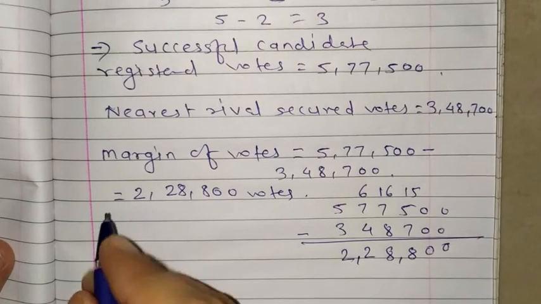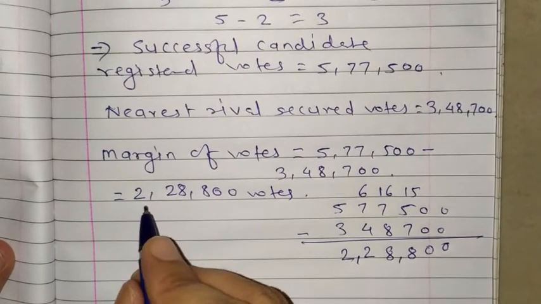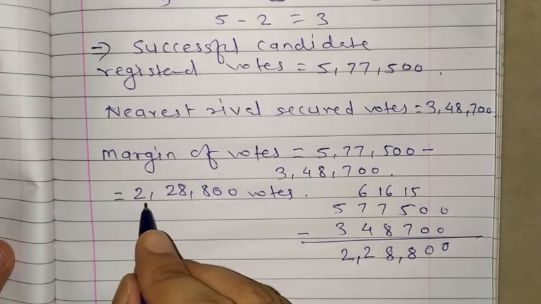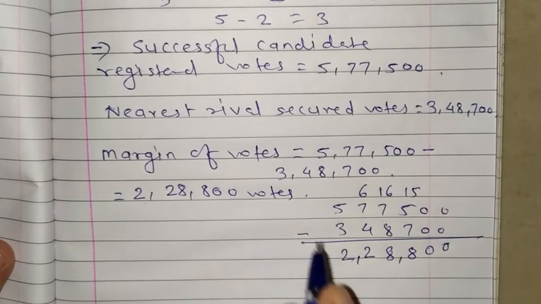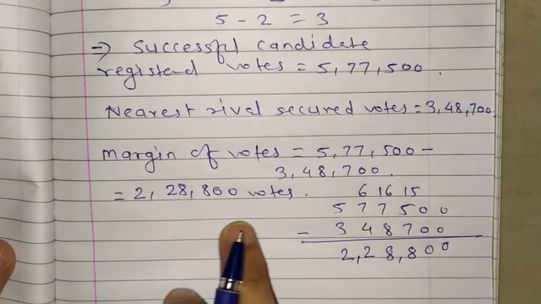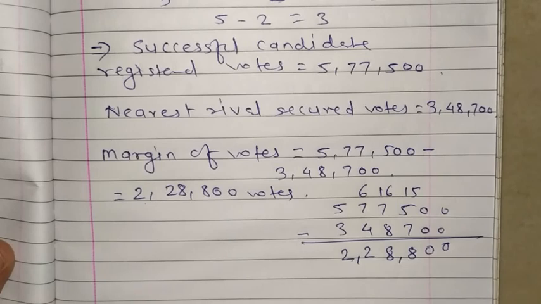So they are asking what margin did the successful candidate win the election. So you can write here the successful candidate won by 2,28,800 votes. So this is question number 3, and I hope you understood this tutorial.